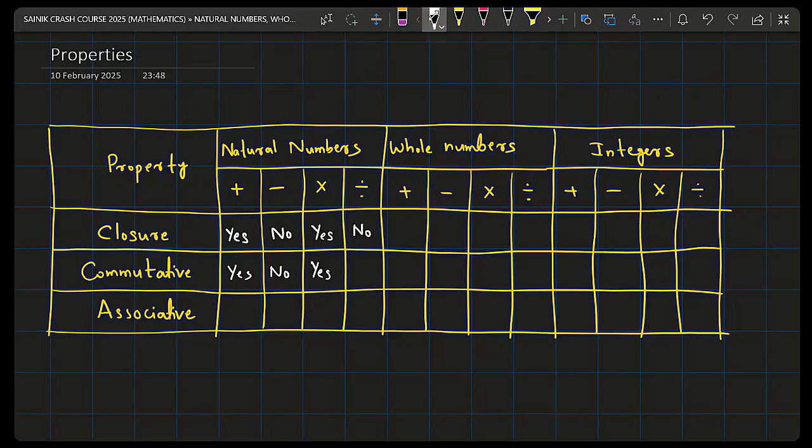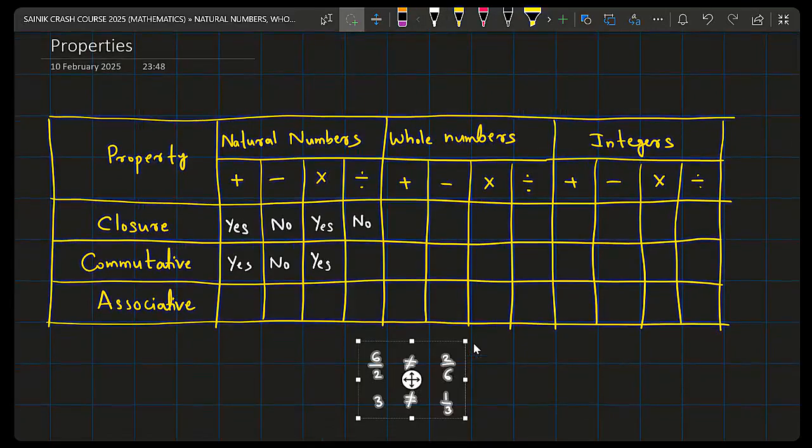Division, clearly it is wrong. Why? Because we will take divisible numbers if possible, like 6 divided by 2, 2 divided by 6. Definitely they are not equal. Why? Because 6 divided by 2 simplifies to 3 and 2 divided by 6 is 1 by 3. So do you think they are equal? Not equal. So not satisfied. So we can say that natural numbers don't satisfy commutative property under division.